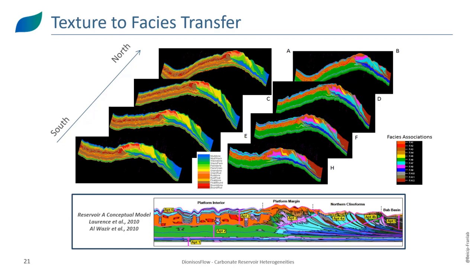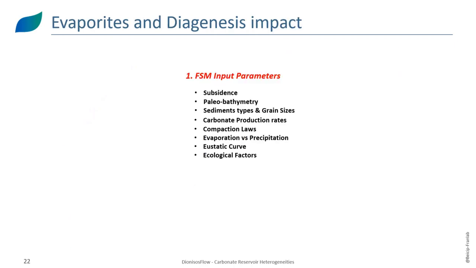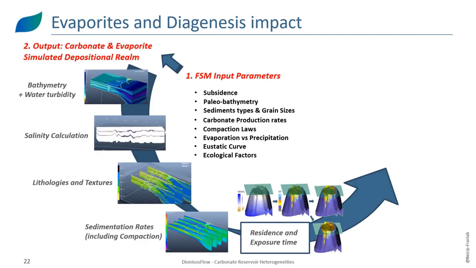Finally, I also want to mention something very important, and maybe we'll discuss this later on: evaporite and diagenetic impact. All the input parameters that Samer talked about will allow us to build the forward stratigraphic model, and then we generate outputs from these input parameters. The outputs will be bathymetric models and water turbidity models, salinity calculation, which is very important for the development of evaporites or salt, lithology and texture, and sedimentation rates.